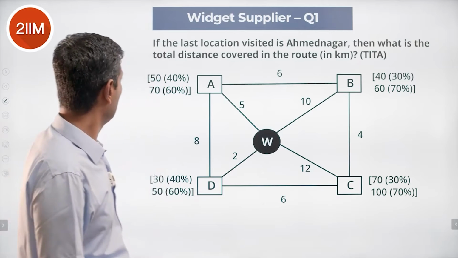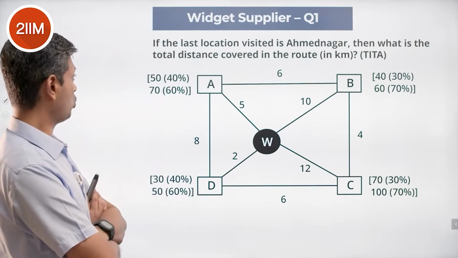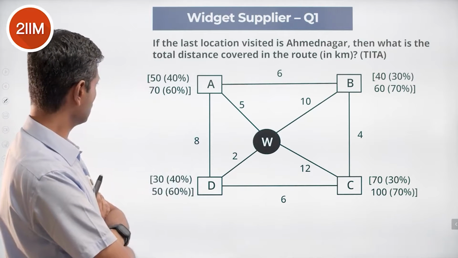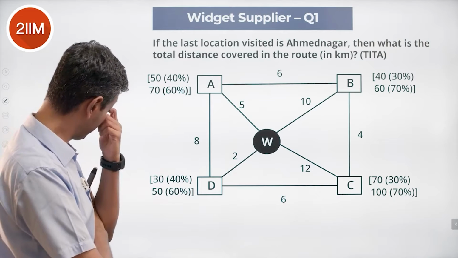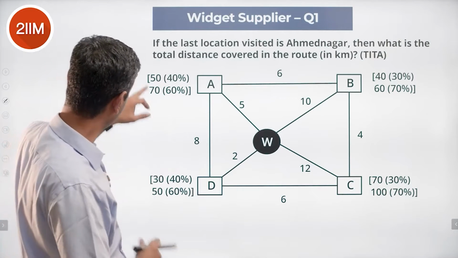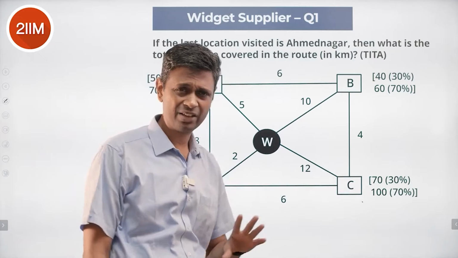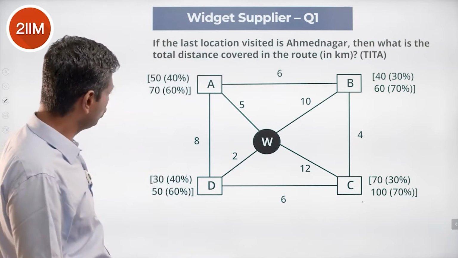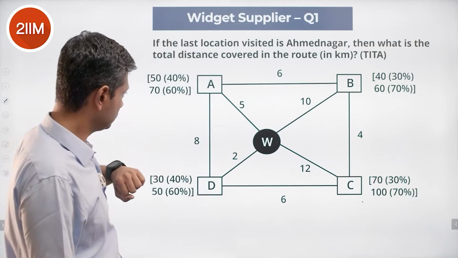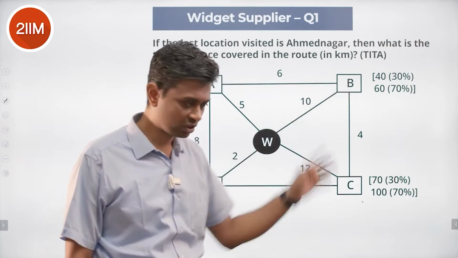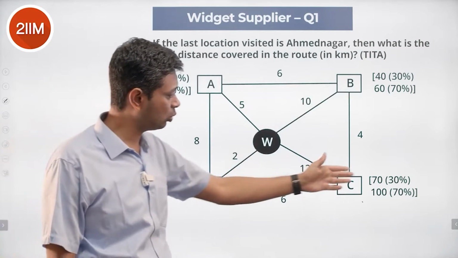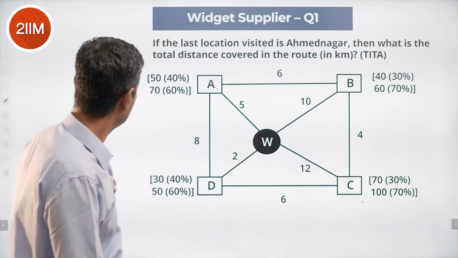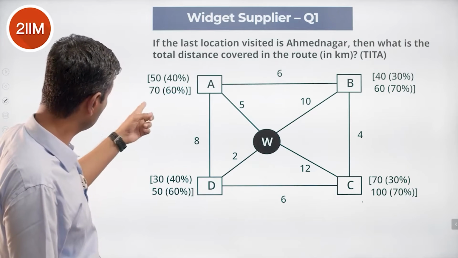Right? Nice. If the last location visited is Ahmednagar, then what is the total distance covered in the route in kilometers? And so, last location is Ahmednagar. So 70 and 50. First of all, the numbers wise 70 and 50. This is 170. This is largest. Every chance that you will start with C. And then move to one of the others because that is 40 and 60. 70 and 100 are both greater than 40 and 60. 30 and 50 are both lower than 70 and 100. I have to visit C before B and D, either way.